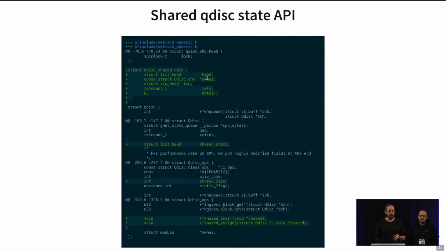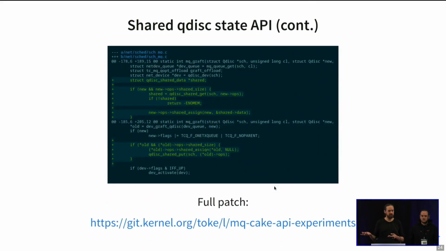Basically, we have this new struct QDisk shared data, which we put in a list in struct QDisk, which becomes the sibling list. And in QDisk opts, a QDisk can set this shared size if it wants to use this, in which case it also needs to set the shared assign and optionally the shared init functions, which will then be called when a QDisk instance is created, as we will see on the next slide. This is for shared MQ.